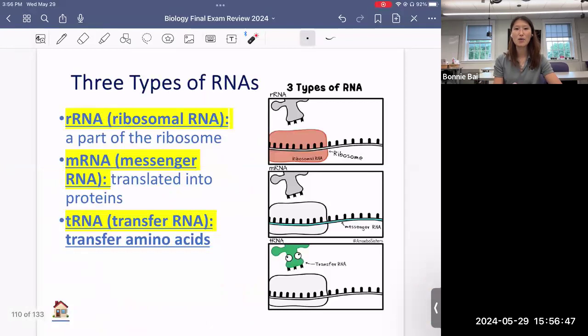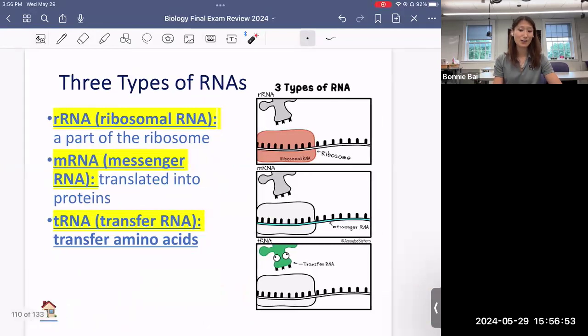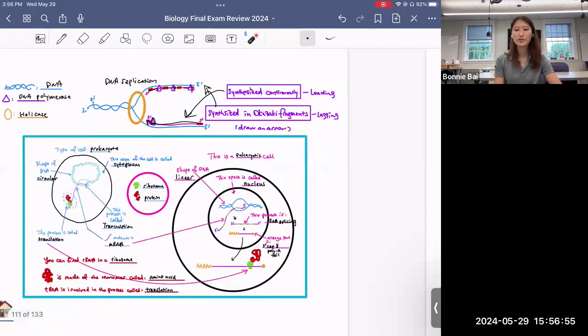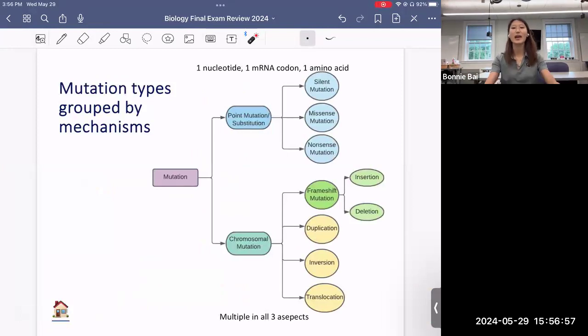We have the 3 types of RNA: mRNA, rRNA, and tRNA. Just take a look right here. Pause. Take notes as needed. We got this one. And let's move on to mutations. Okay, here we go. Mutations. Quick round of mutations. Let's go.